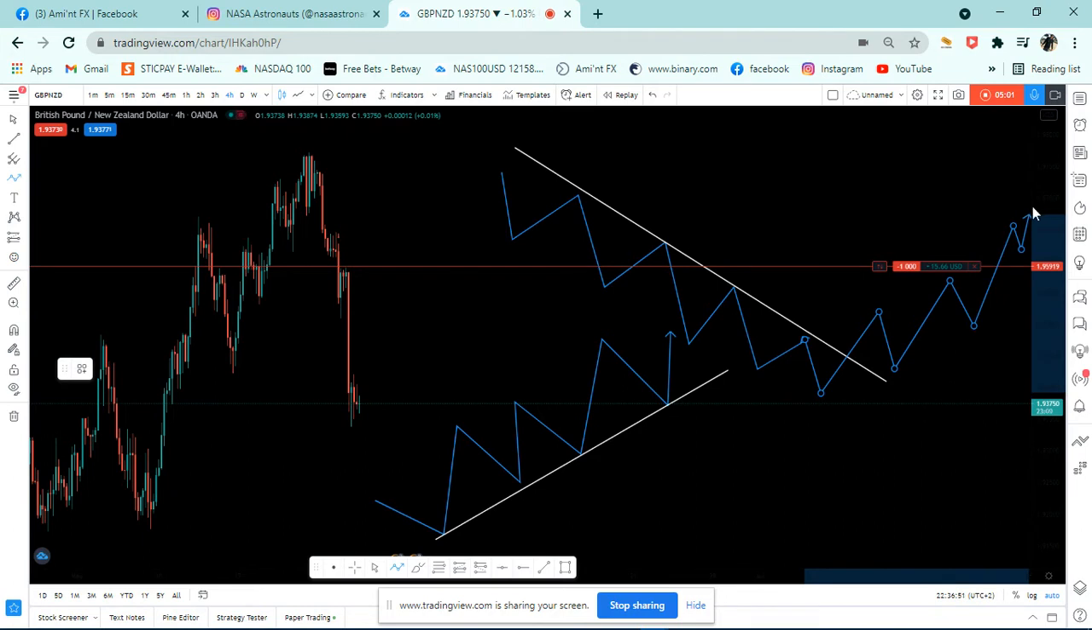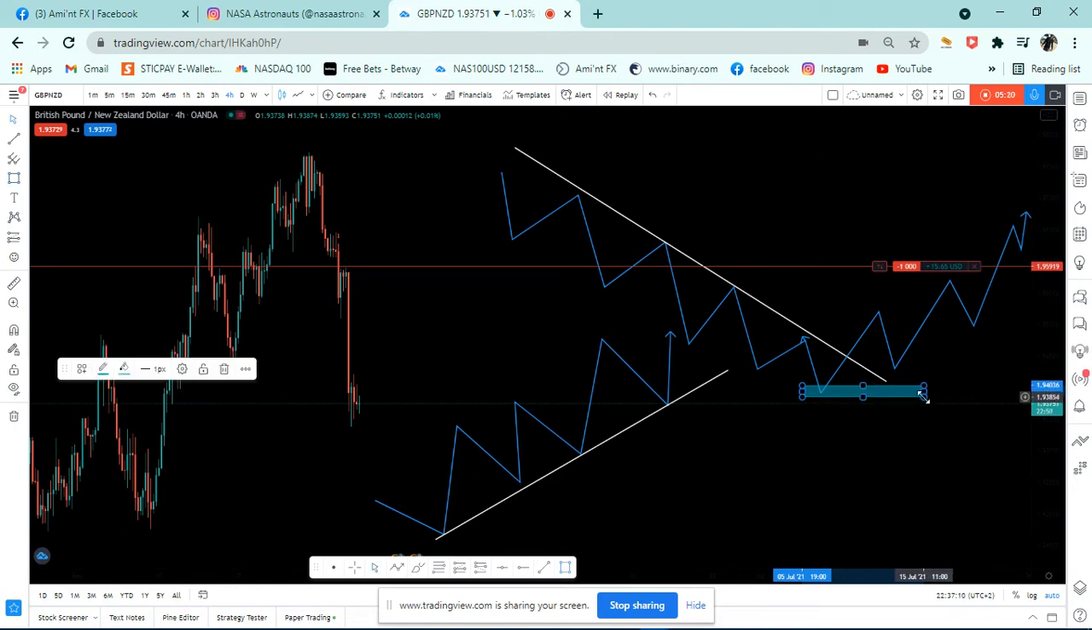Please, I want you to get me very clearly here. So this break of structure, or this retest here, it shouldn't go beyond the previous low. You get me? It shouldn't go beyond the previous low.